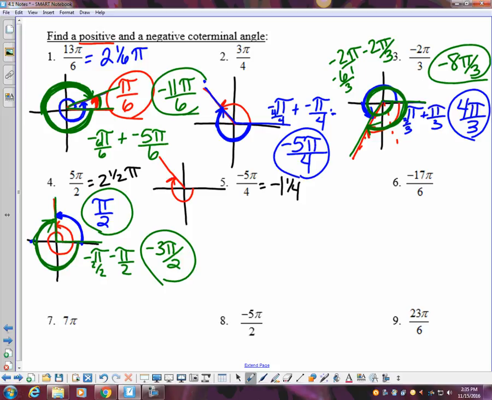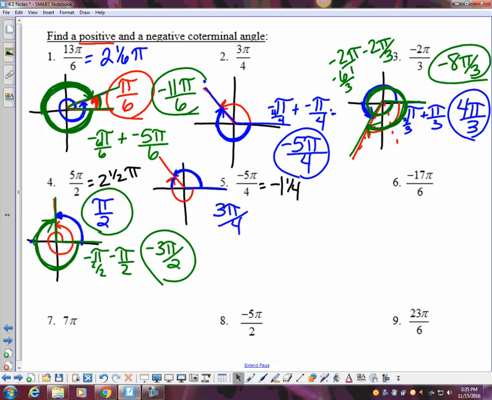Positive angle, all I have to do is get from the initial side to the terminal side, swinging up and over. Blue arc and red arc are two totally different angles, so we're good. So I just have to figure out how much this is. Well, if this was a 1/4, then this is going to be 3/4. So 3 pi over 4.